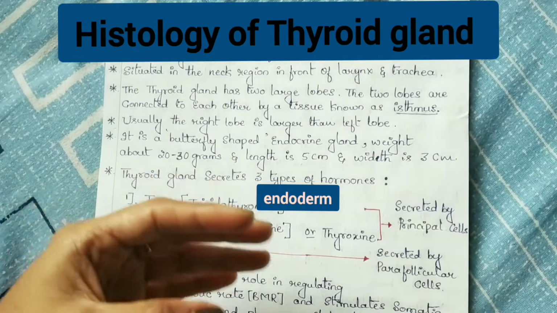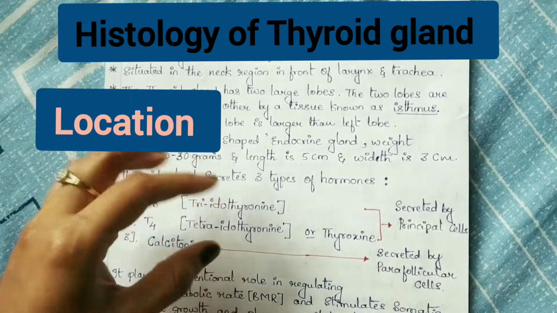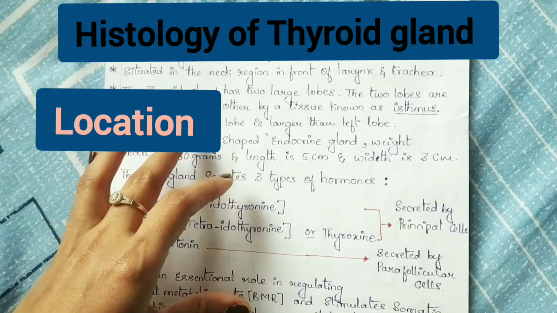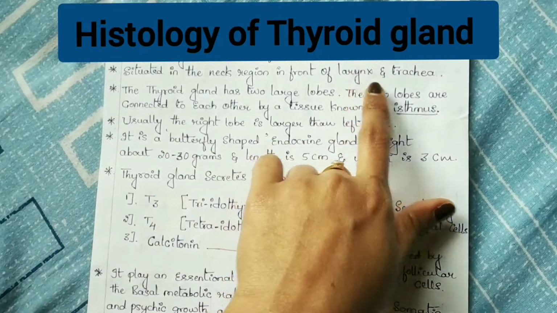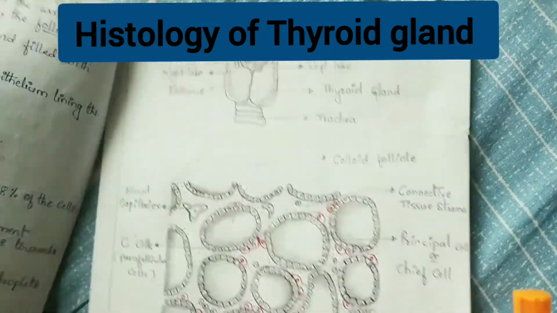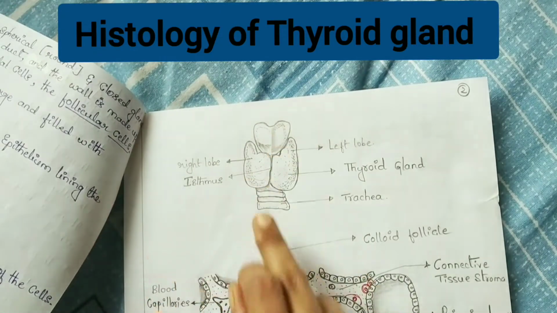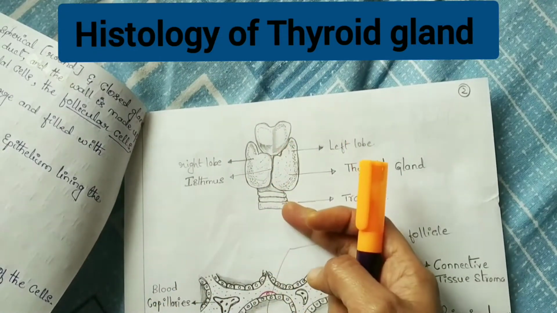Coming to the location where we can find the thyroid gland, it is situated in the neck region in front of the larynx and trachea. You can look at the diagram of the thyroid gland. It is located in front of the trachea and larynx.